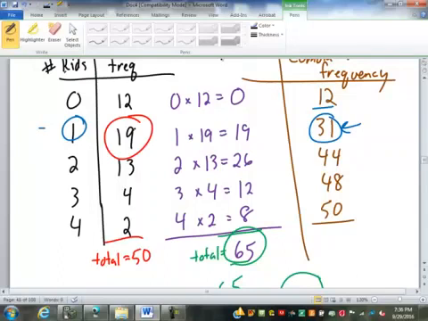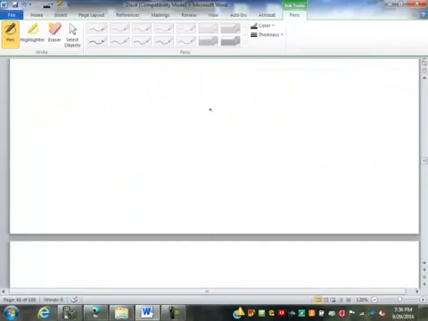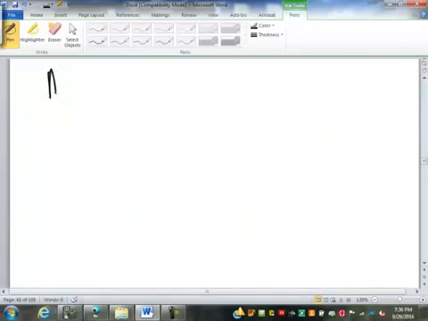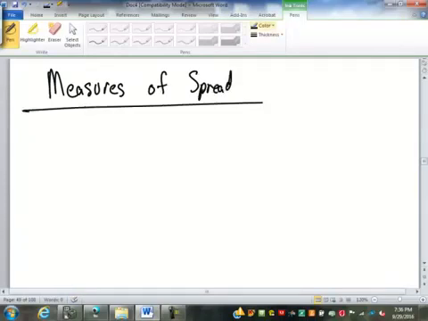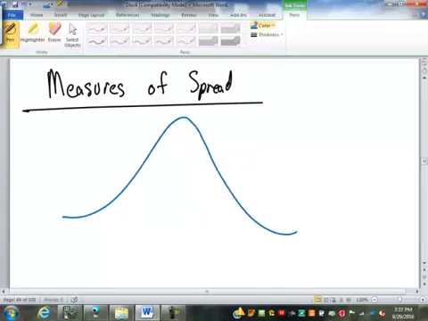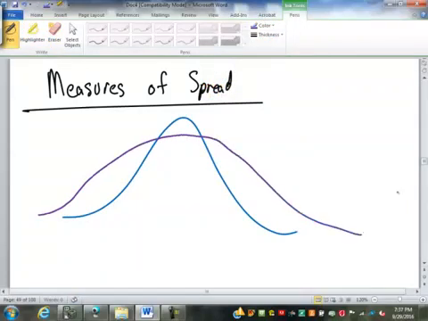So what I want to look at now is measures of spread. Remember, that's talking about how wide that curve is. So we've got the blue curve and purple curve. They both have approximately the same center right here, but the purple one's obviously wider, more spread out.